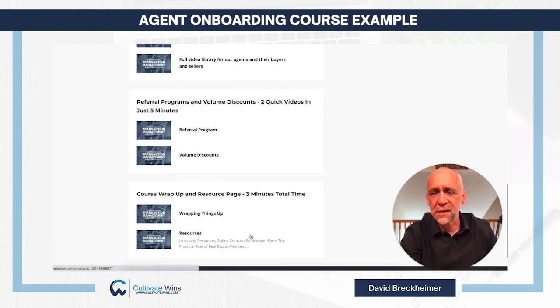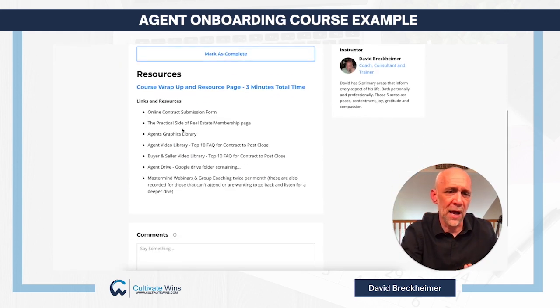Okay, what's the next thing? Wrapping up, and then a resource page. Okay, what would some of those resources be? Well, I would give all of these would be hot links, online contract submission forms. I would give them all their resources right here. Agent graphics library. They'd click on that. It would open up the whole library. Practical side of real estate membership site.